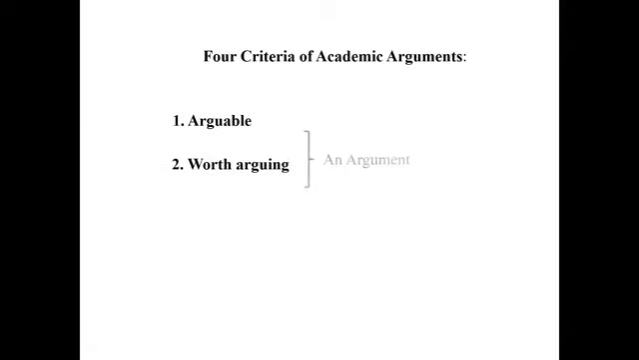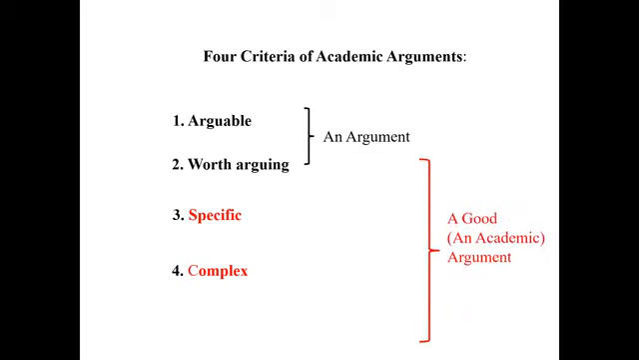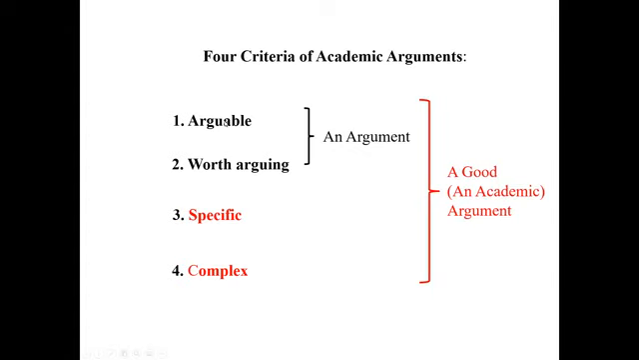So the four criteria for an argument, an academic argument or good argument, are here. If a statement can pass the first two, if the statement is arguable and is worth arguing, then it is an argument. And then another two criteria: if a statement or an argument is specific and is complex, then it's a good argument or an academic argument. I'll show you what I mean.